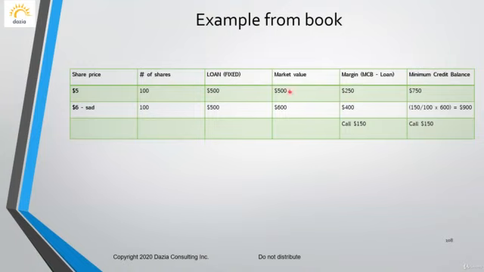The loan is still always going to be 500. You put in 250, now you need to put in 400. So now the margin requirement is higher. There will be a margin call in this case for $150. So this is the example from the book.